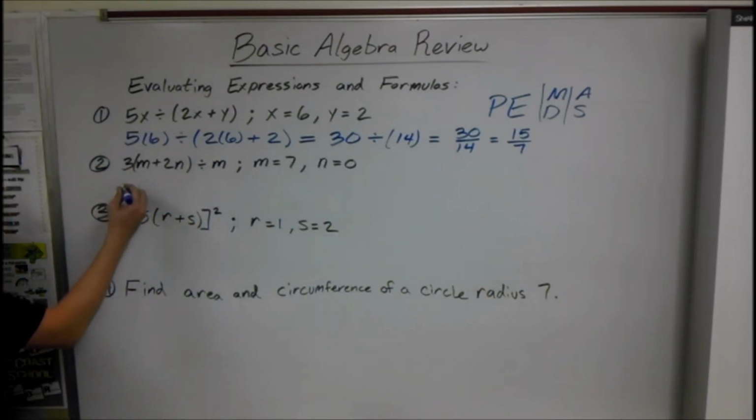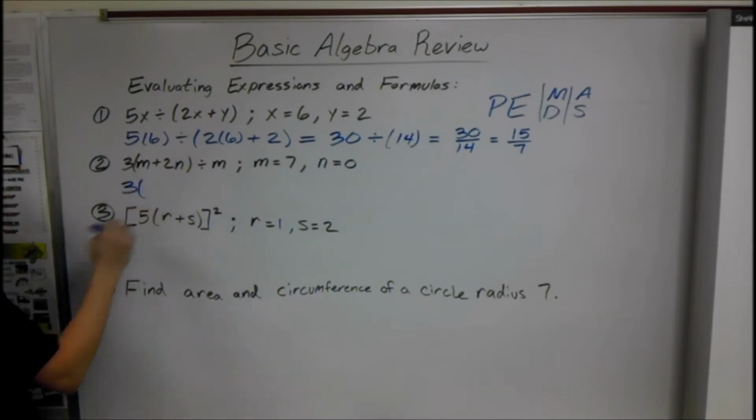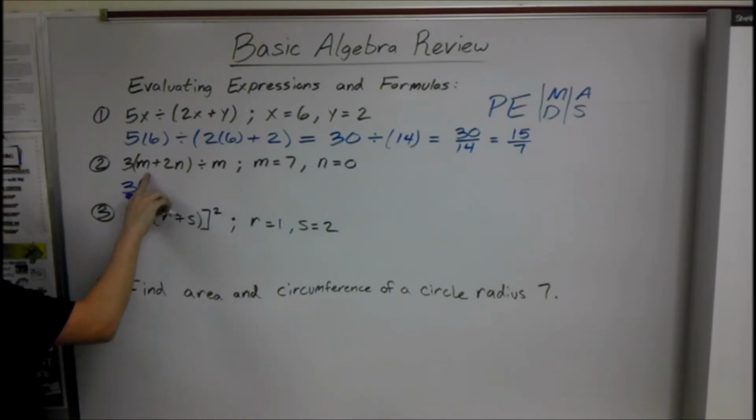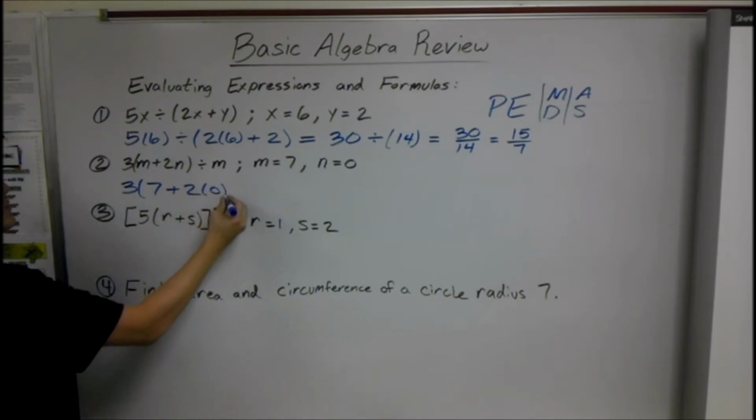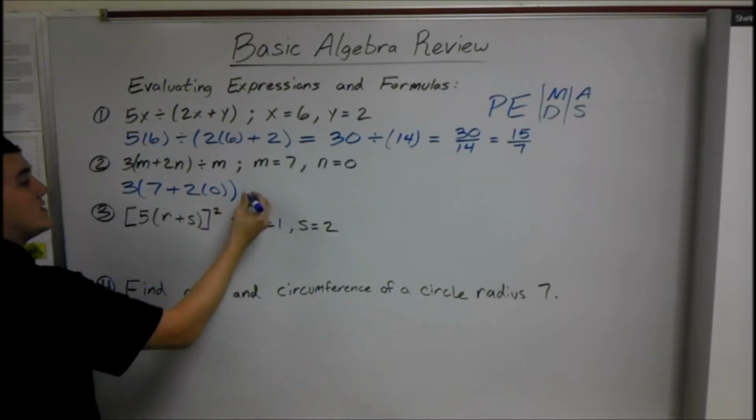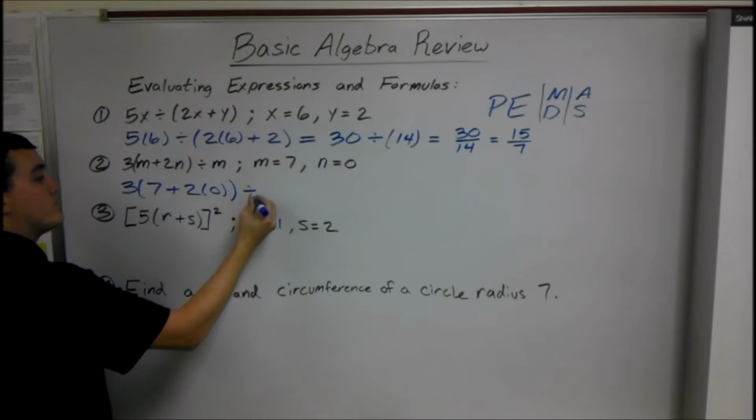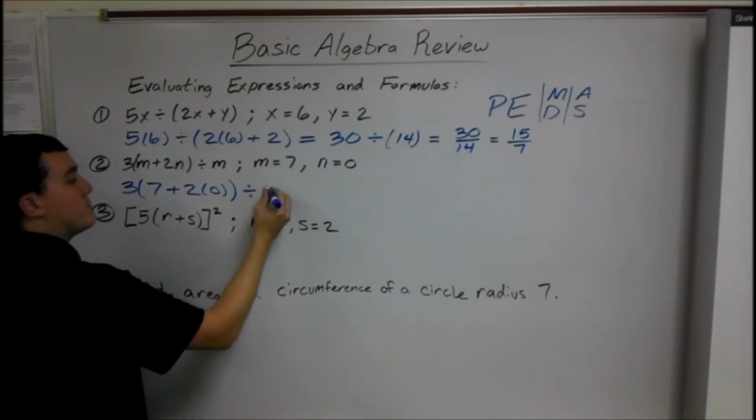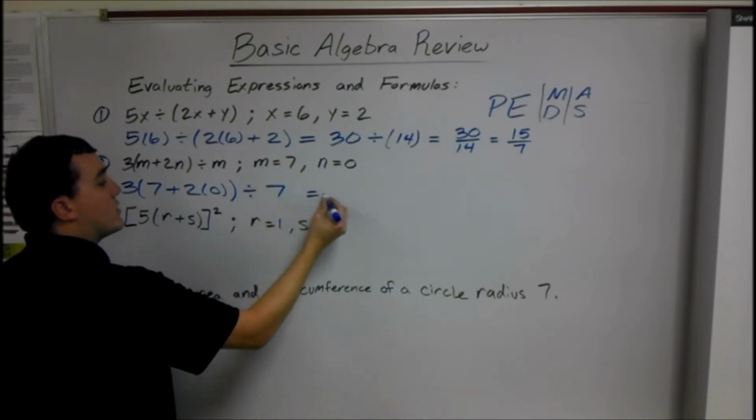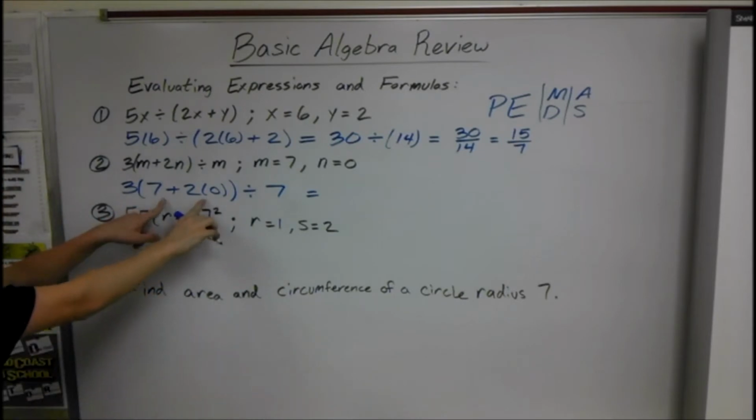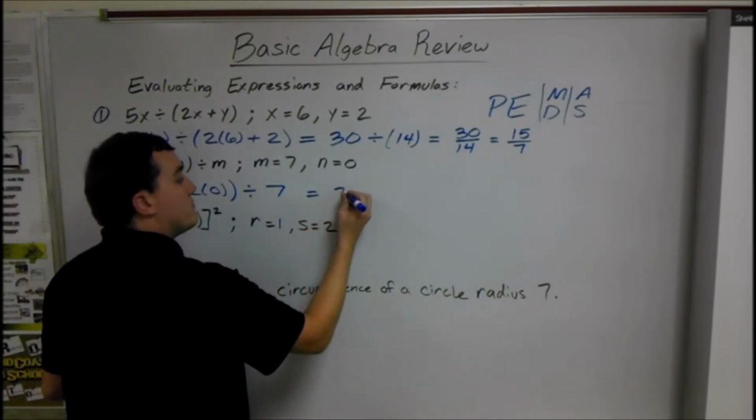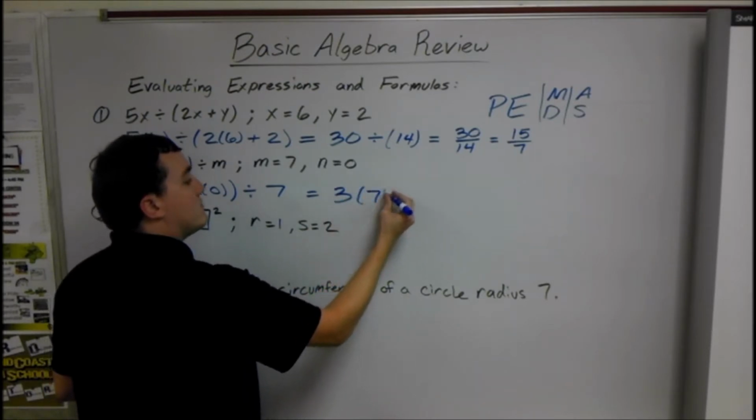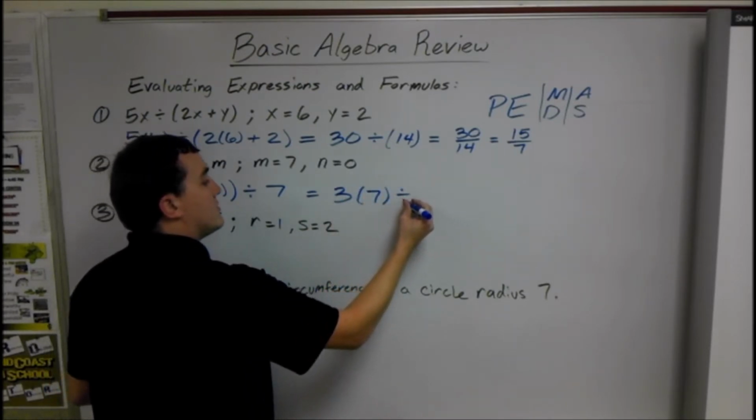Next one. We have 3 times, parentheses, m is 7, plus 2n, or 2 times 0, divided by m is 7. So here we get, parentheses first, we have 2 times 0, that's 0, so that's going to go away. 3 times 7 divided by 7.